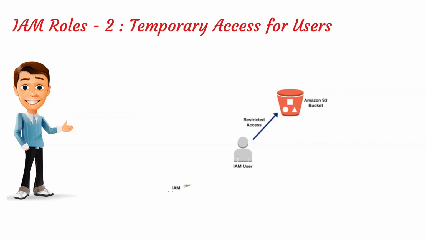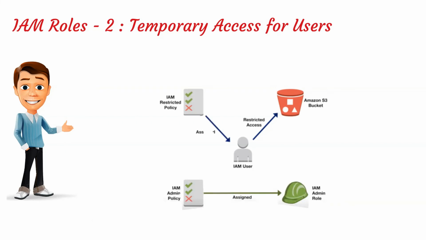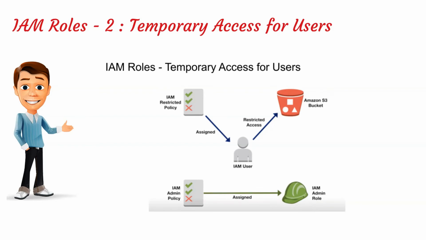Another use case is to allow any user group access to a resource temporarily, which they would not have for their regular job. For example, consider a user having restricted access to an S3 bucket, and for a specific period of time needs admin access. We can create a new admin role and the user can assume the role for a specific time. With the new role, he can access the S3 bucket with admin privileges.